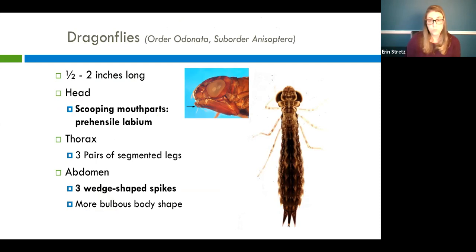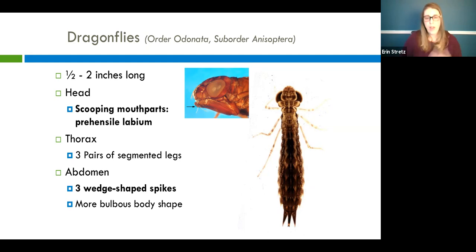Dragonflies, as I mentioned, are cousins of the damselfly larva. So they will also have this prehensile labium, this jaw that can extend out. We do have our head capsule, our thorax, and our abdomen, three pairs of segmented legs, each with two tarsal claws or two toes at the end of the leg structure. But at the end of the abdomen, we have three wedge-shaped spikes. So they're kind of like a pointy M at the end of the body, rather than a damselfly larva that has those three wider, paddle-like gills.